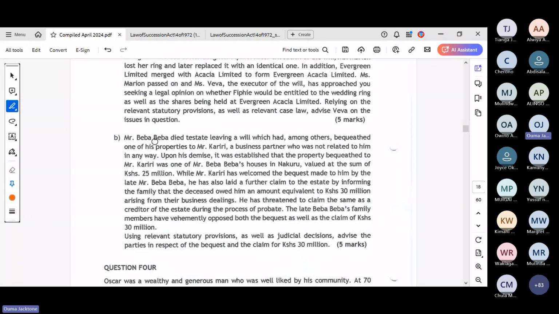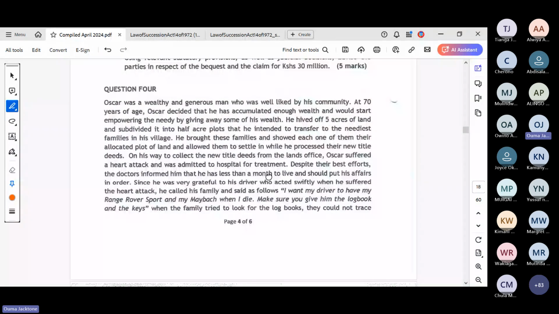Which principle is this? At least you know that we discussed this. Which principle is that? Which principle is this? Cherono? It is the principle of presumption of satisfaction.